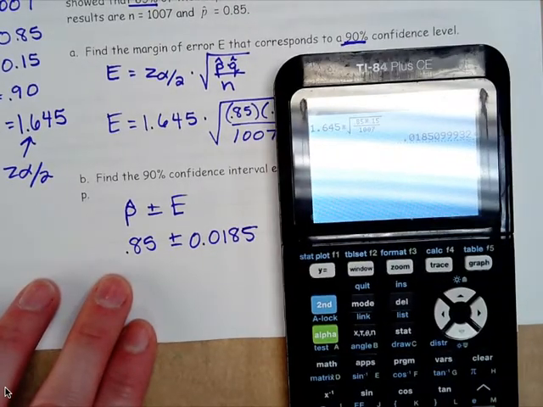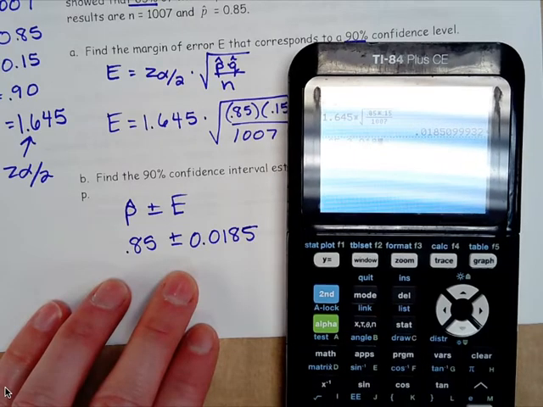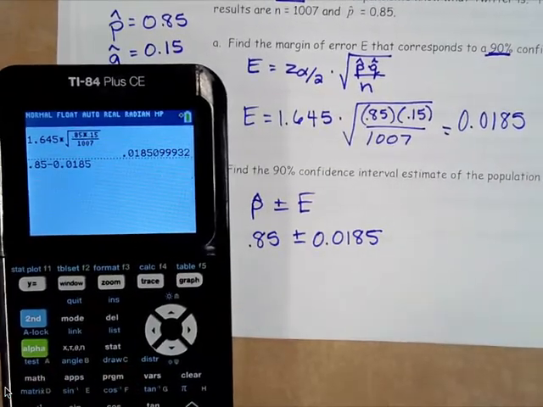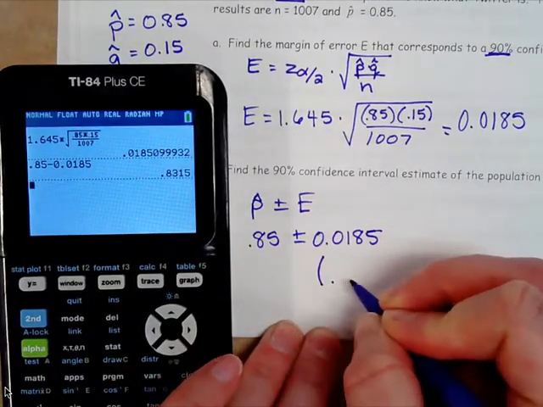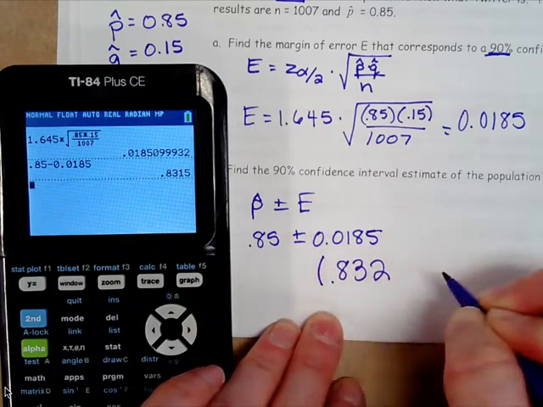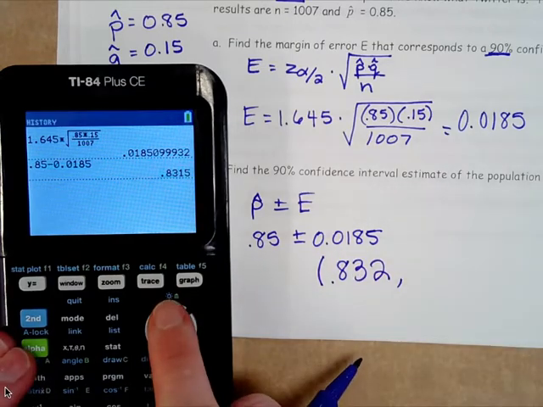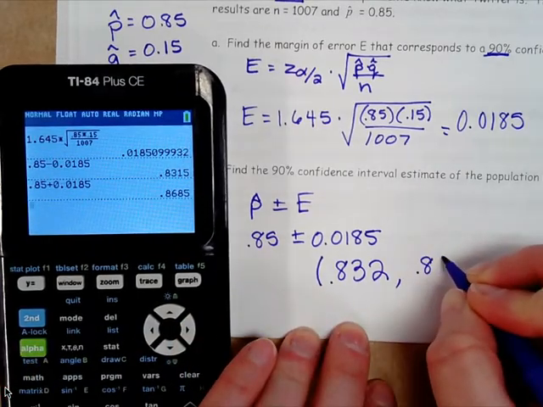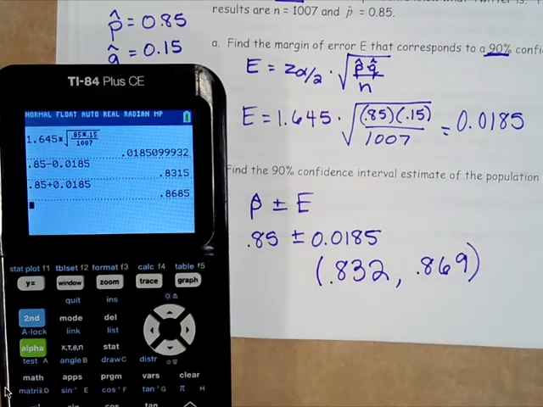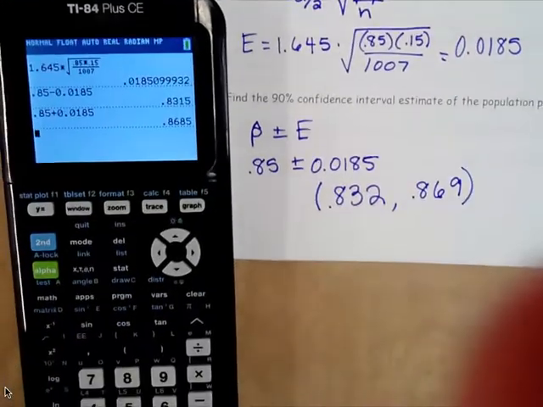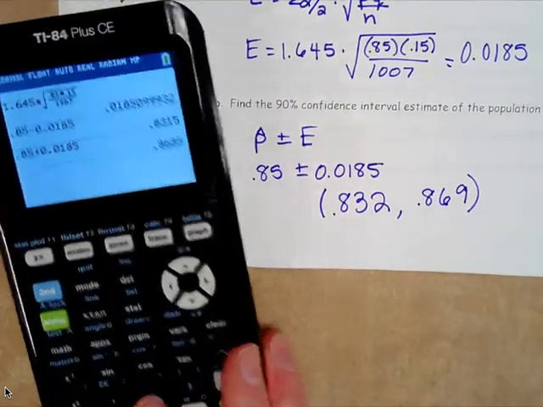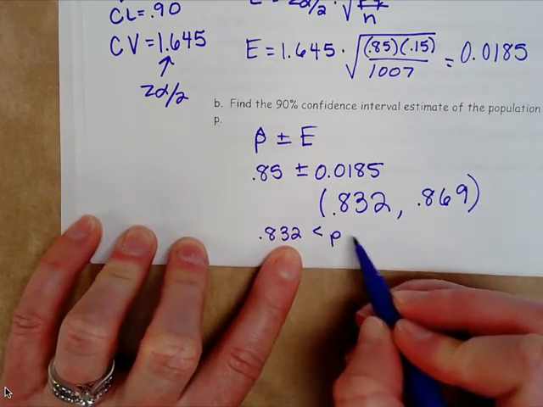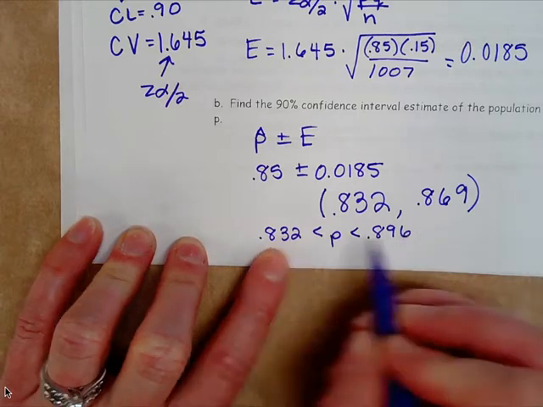So 0.85 minus to get our first one. Oh, sorry, that's glared pretty bad. So the first value, 0.832. And then I'm going to go back up here and change that to a plus, 0.869. So you can write it as an interval like that, and you can also write it as an inequality. 0.832 is less than P is less than 0.869.